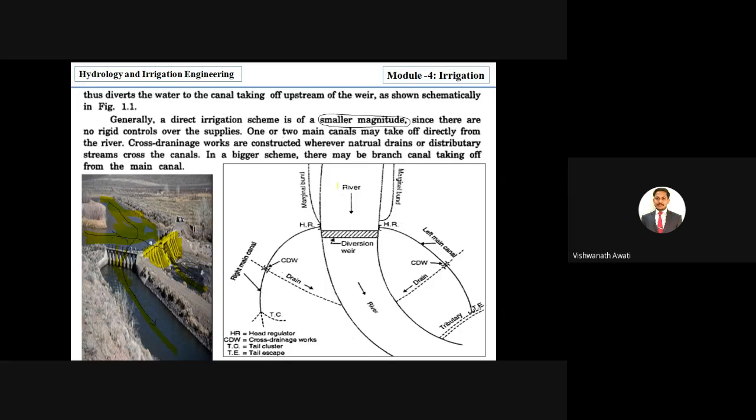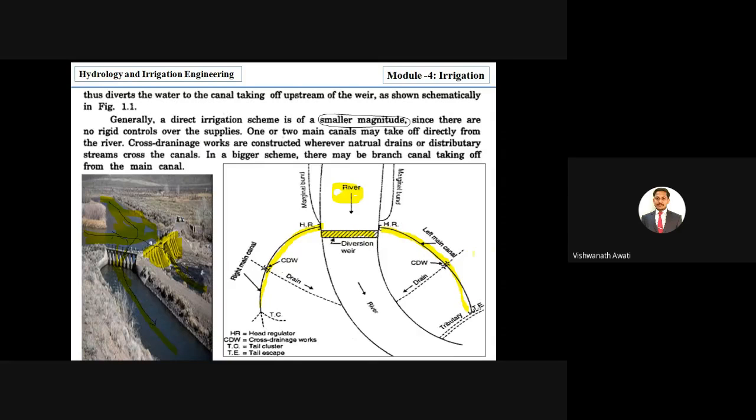So here you can see the line diagram. It is a river upstream area, and a diversion work like a barrage is constructed. Then water is supplied through the canal, right? Here two canals are there, the right bank canal and the left bank canal, and water is supplied through the canals for irrigation.